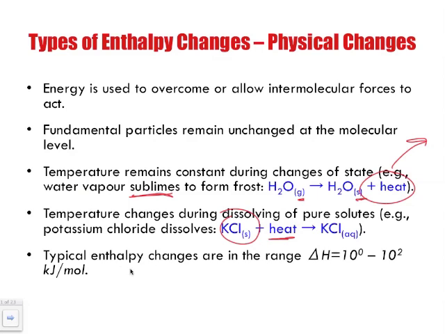Now, typical enthalpy changes range in the following way. Our delta H can be anywhere from 1 kilojoule per mole to 100 kilojoules per mole, and that's typical for physical changes. So it's very low. Enthalpy changes in physical changes are considered very low.